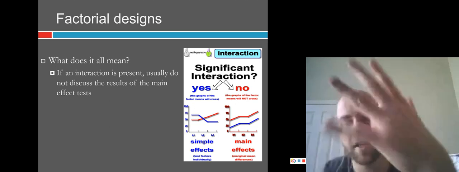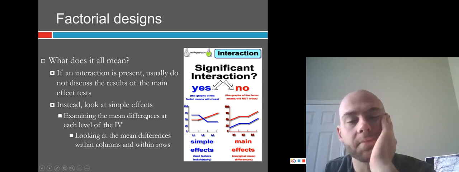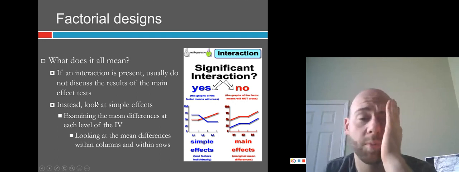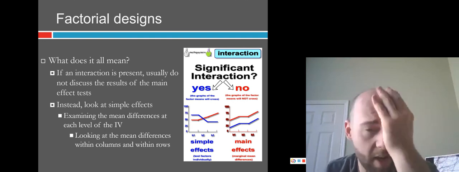So if you do find an interaction, generally you don't talk much about the main effects because the interaction, again, statistically kind of subsumes those things, and the interaction is usually the more interesting or complex story that you're able to tell. So instead of looking at the main effects, you look at what people call the simple effects or the simple main effects.